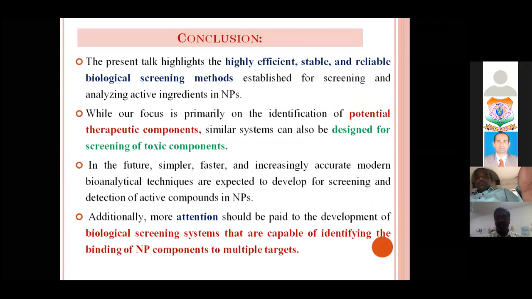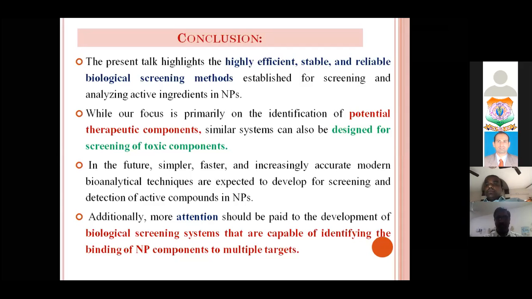Finally, I am going to conclude my lecture with the following points. Whatever methods I have explained to you over these 40 minutes are highly efficient, stable and reliable biological screening methods to establish and analyze the active ingredients from natural products.